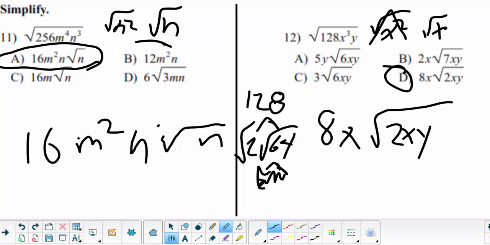All right. So a 7th grader just did your assignment, guys.